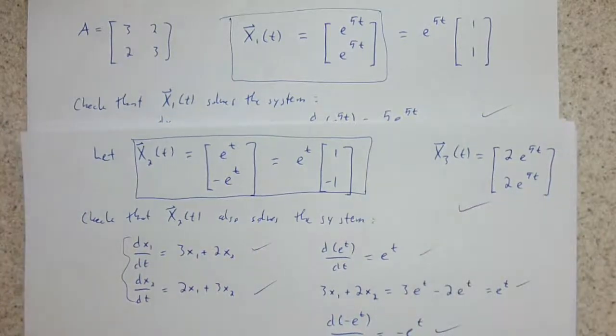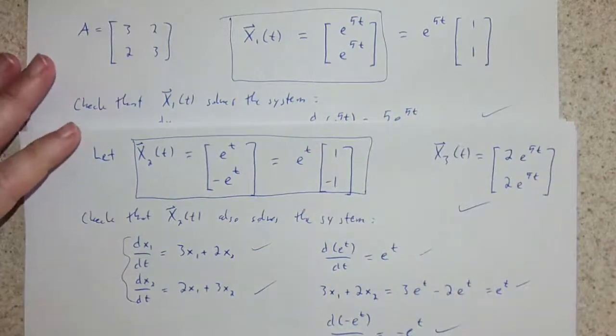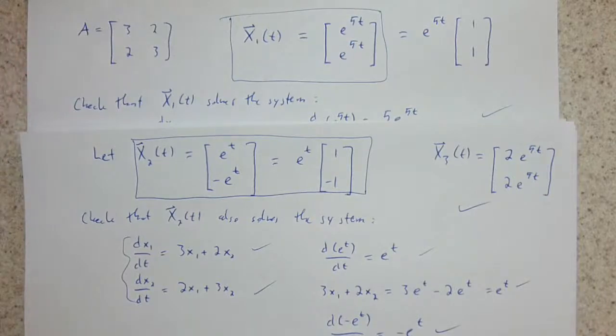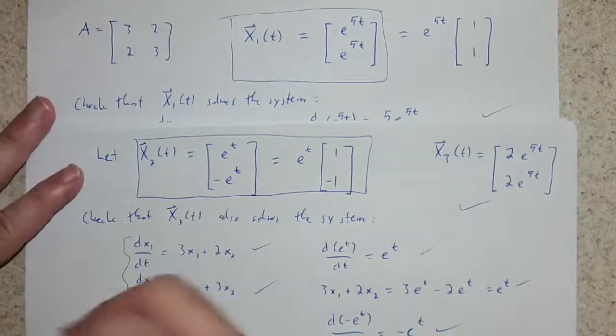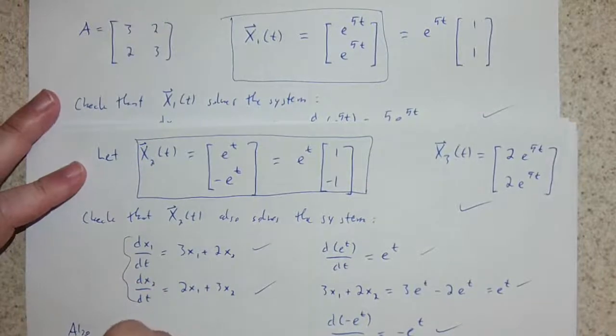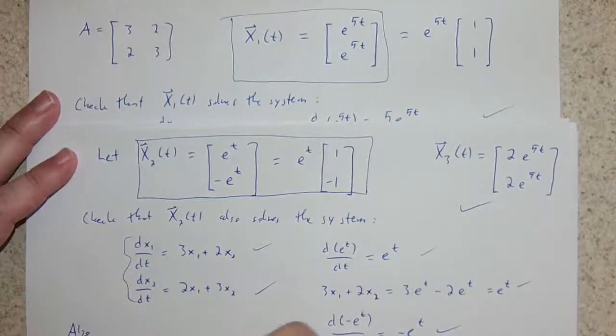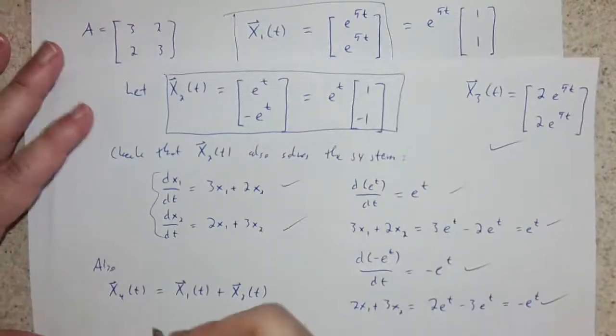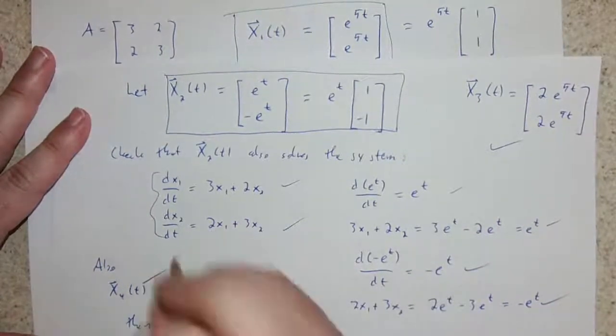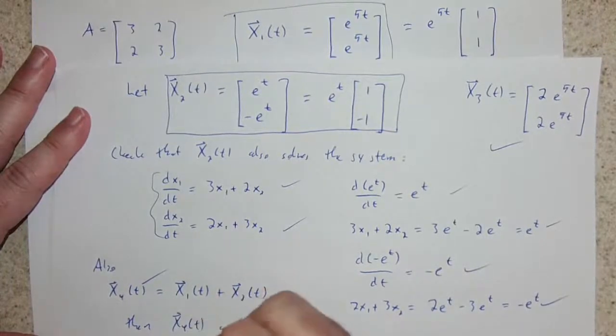You can check yourself. If you don't believe me, it definitely solves it. So you don't have to worry about that. In fact, I can actually combine these by adding them together, right? And that would also solve it. This is called the principle of superposition, from the fact that this is a linear system. So also, if I let x sub 4 of t be like x1 plus x2, the sum of those vectors, then this also solves it.